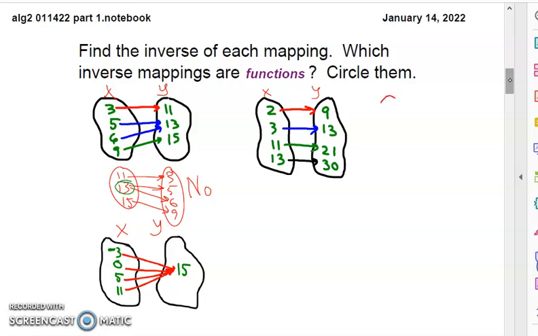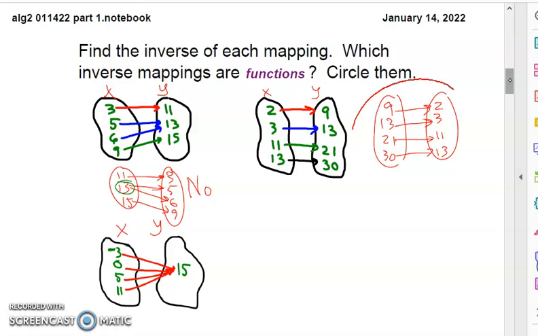In the second one, the numbers that will be the x values will be 9, 13, 21, and 30. And those numbers would be going to the 2, 3, 11, and 13. So 9 goes to 2, since 2 went to 9. 13 goes to 3, 21 goes to 11, and 30 goes to 13. This would be a yes. Each x value goes to exactly one y value.